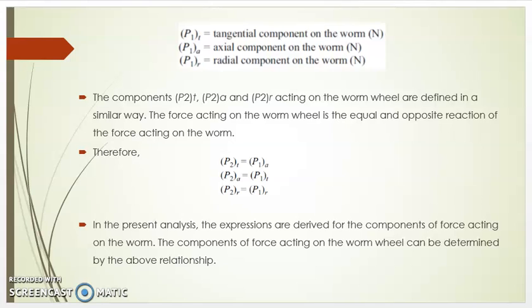The force acting on the worm wheel is the equal and opposite reaction of the force acting on the worm. Therefore, P2T is equal to P1A, P2A is equal to P1T and P2R is equal to P1R. In the present analysis, the expressions are derived for the components of force acting on the worm. The components of force acting on the worm wheel can be determined by the above relationship: P2T is equal to P1A, P2A is equal to P1T and P2R is equal to P1R.